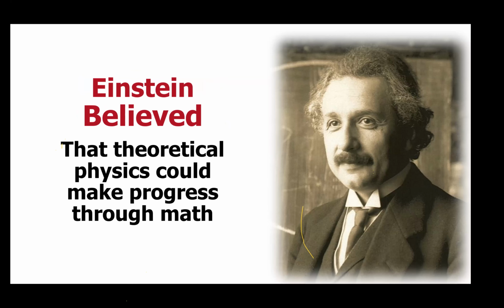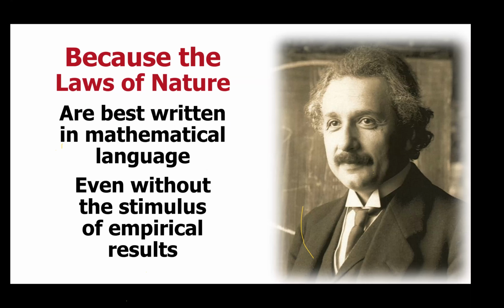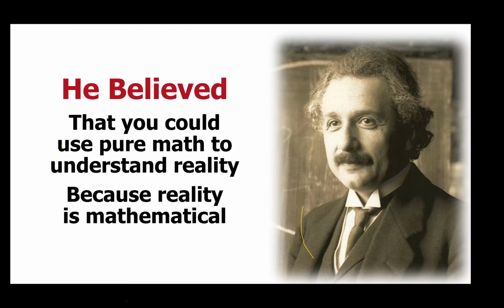Einstein believed that theoretical physics could make progress through math because the laws of nature are best written in mathematical language, even without the stimulus of any empirical results. He believed that you could use pure math to understand reality because reality was mathematical.